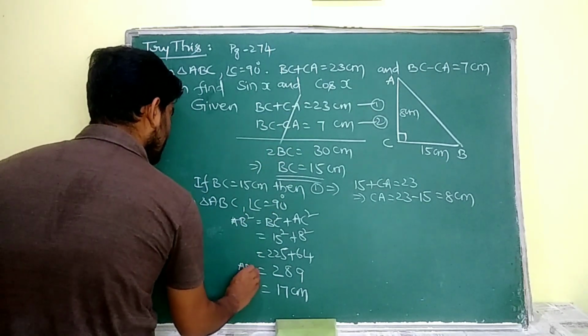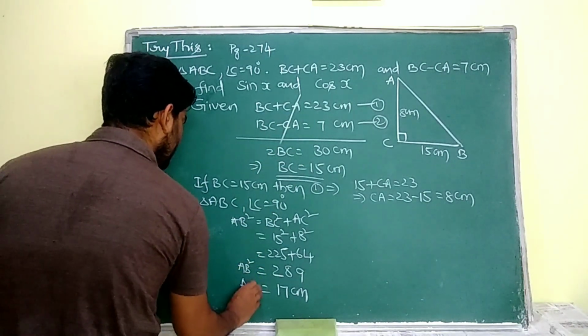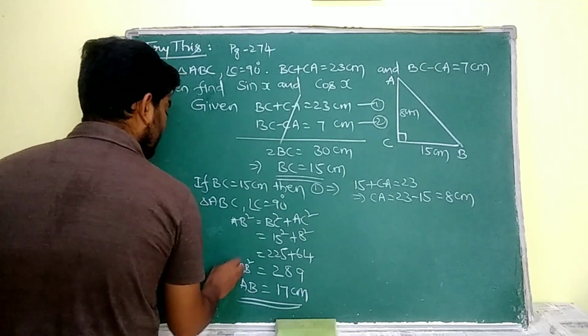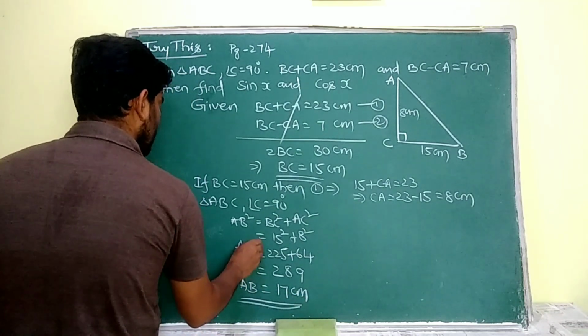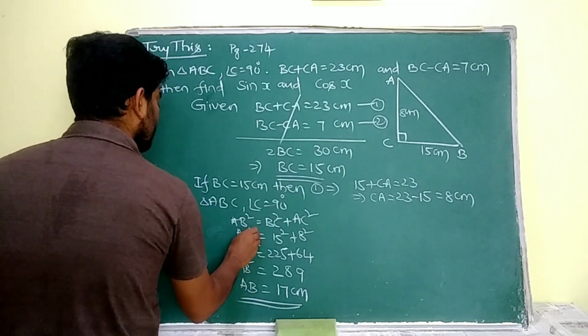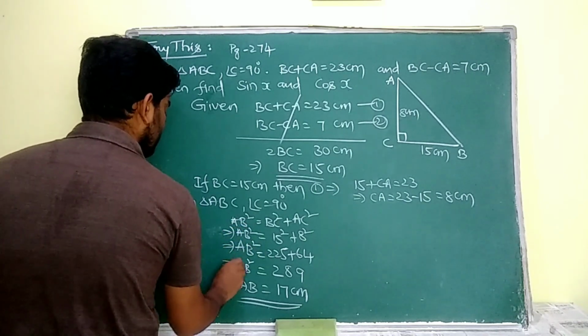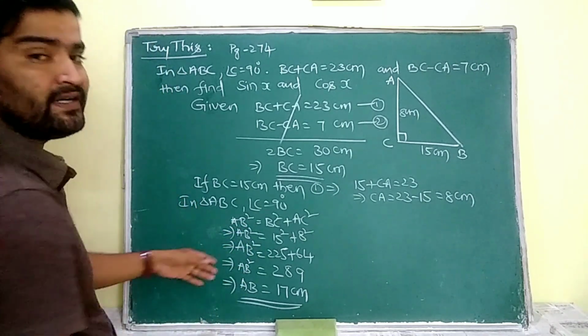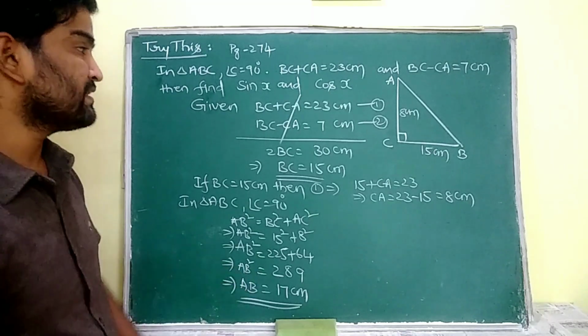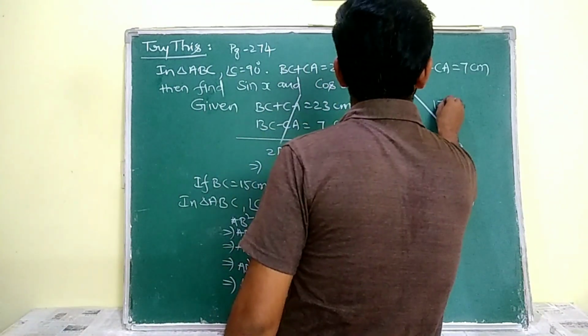Else we may write it by calculating in the actual procedure. That's our actual procedure to find AB. So the AB value we obtained is 17 centimeters.